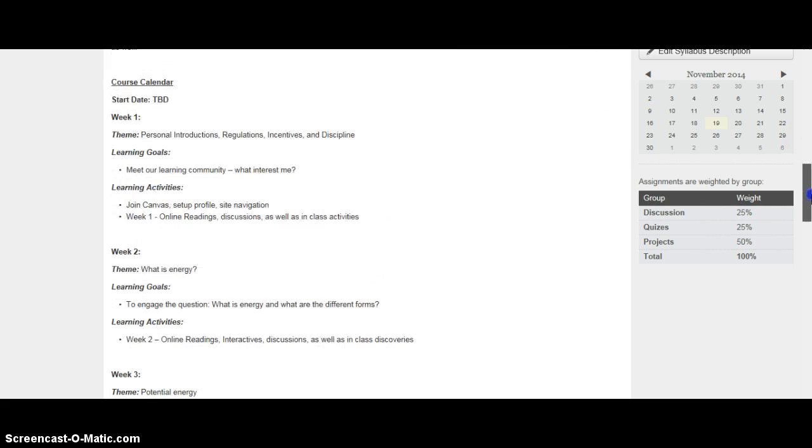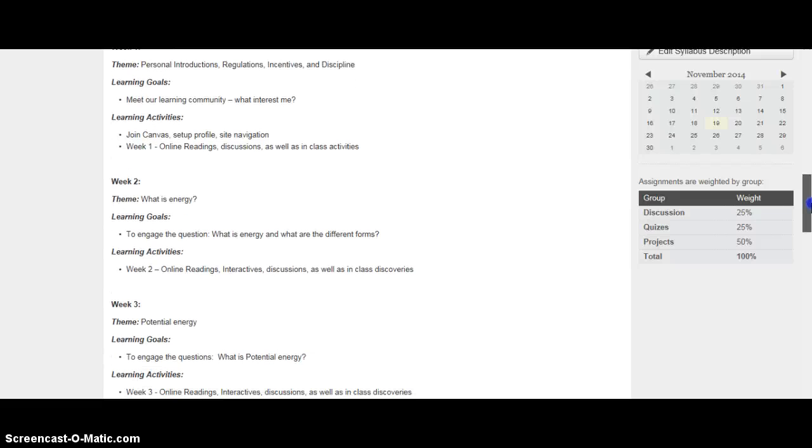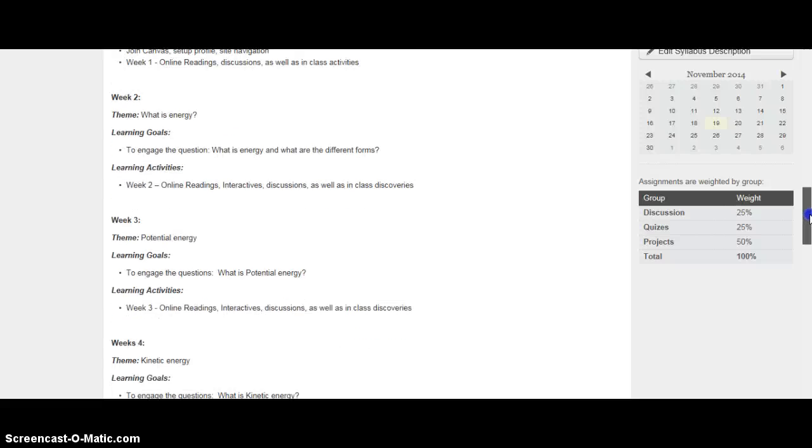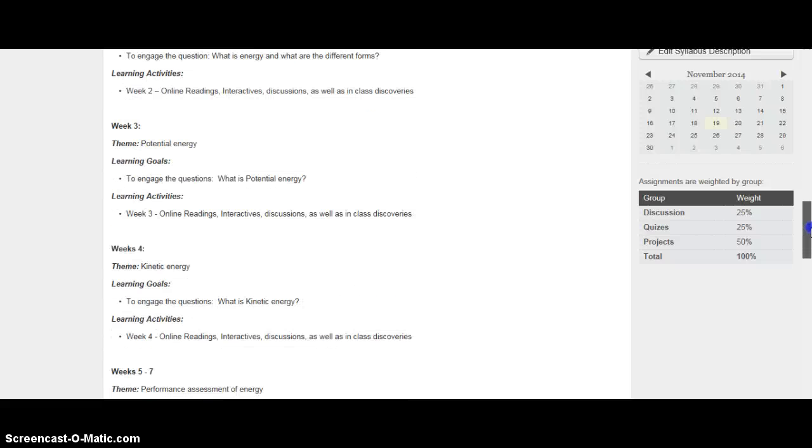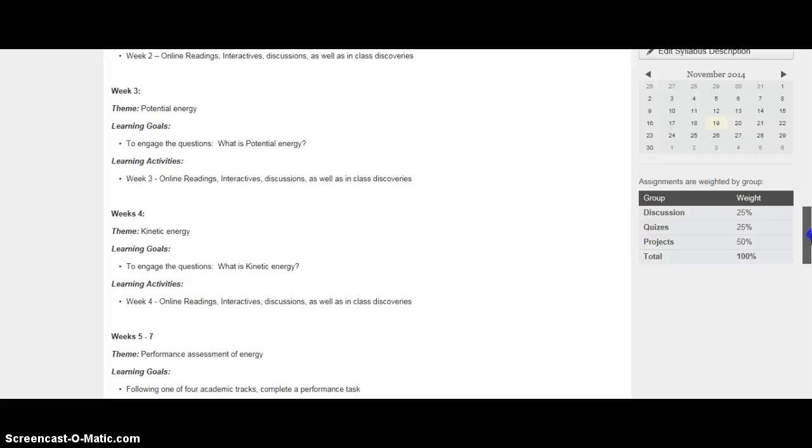During the first 4 weeks of this course, students are first posed with personal introductions, regulations, incentives, and discipline. Getting to know each other. What interests me? Then, week 2, they delve into what is energy. They engage the question, what is energy, and what are its different forms? Week 3, they learn more about potential energy, and in week 4, they learn about kinetic.